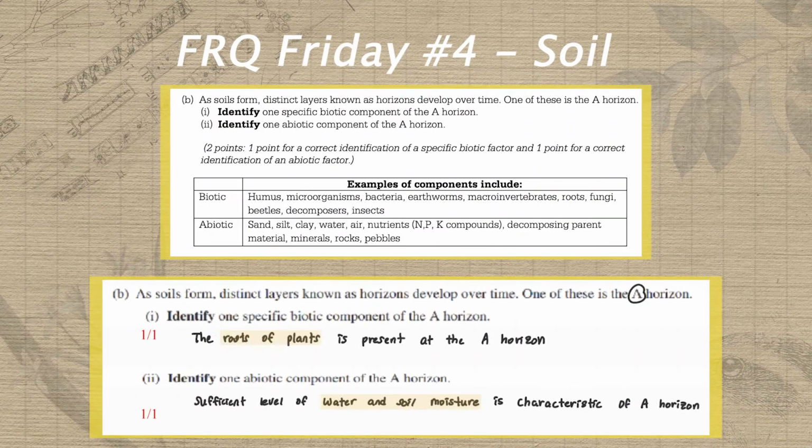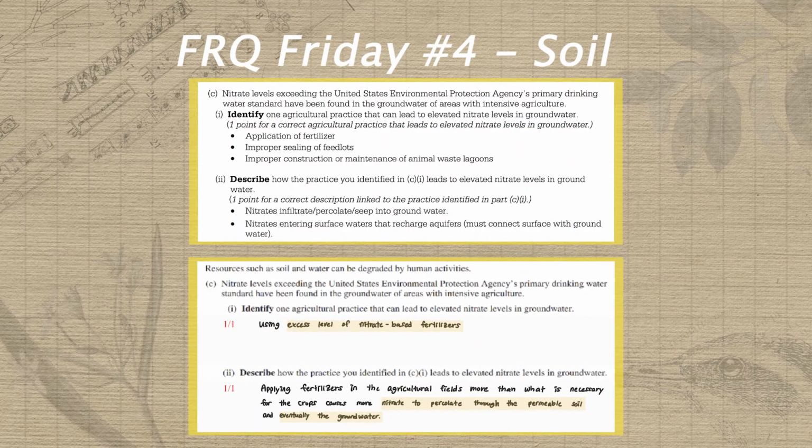In part B, however, they picked up both points by identifying the roots of plants as a biotic component and water as an abiotic component that would both be found in the A horizon. In part C, they picked up another set of points. First, by identifying using excess levels of nitrate-based fertilizers as a practice that can lead to elevated nitrate levels in groundwater. And second, by describing how those excess fertilizers can percolate through permeable soil in order to reach the groundwater.